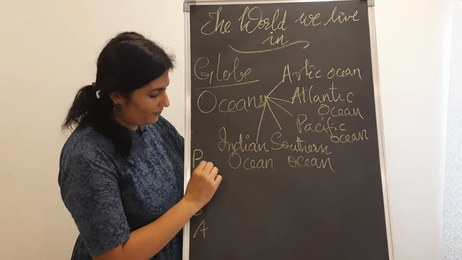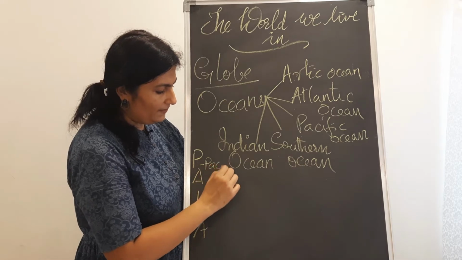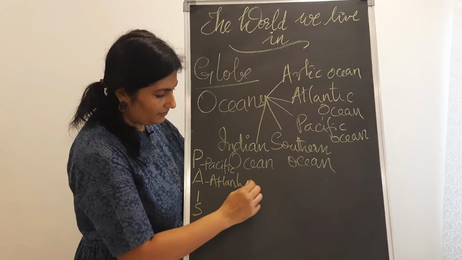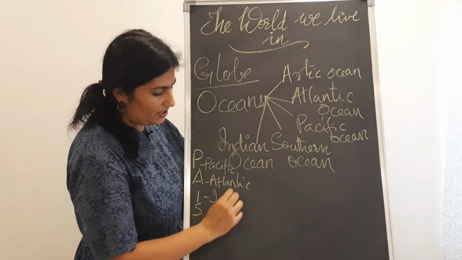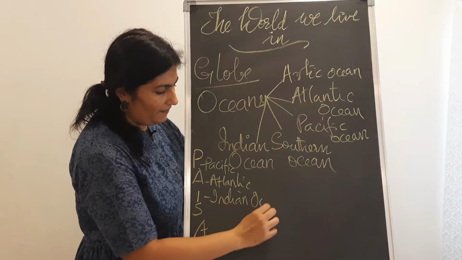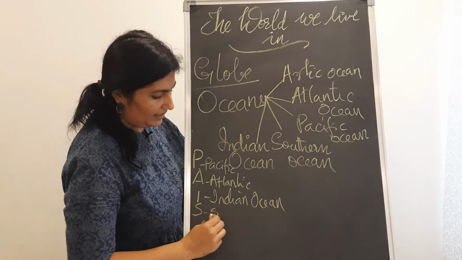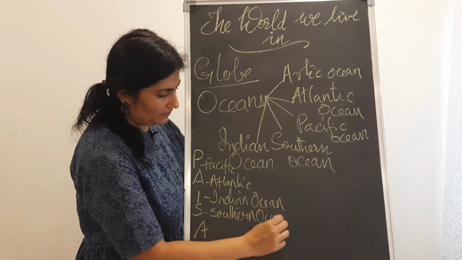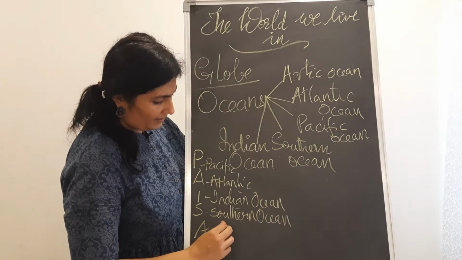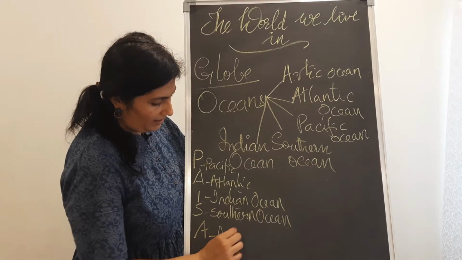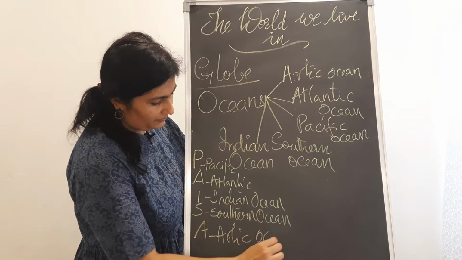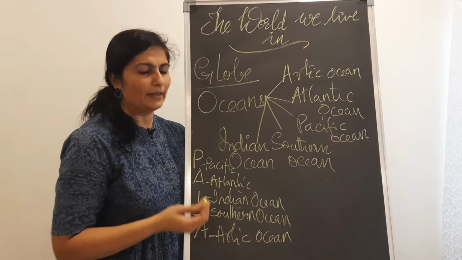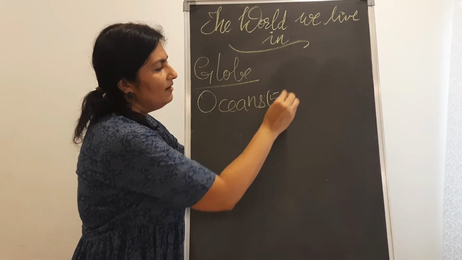This way, first one is Pacific Ocean, then Atlantic Ocean, then Indian Ocean, then Southern Ocean, and Arctic Ocean. So these are the 5 oceans and we put it in a way that we can quickly remember. Oceans are 5 in number.